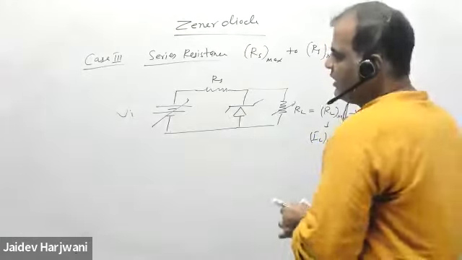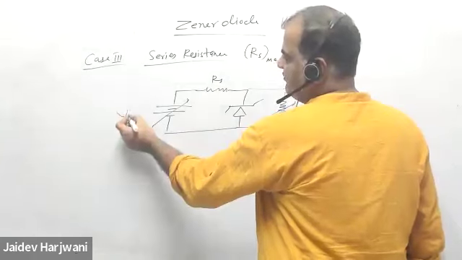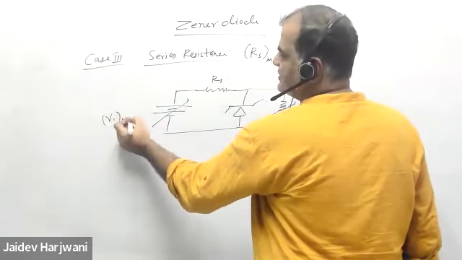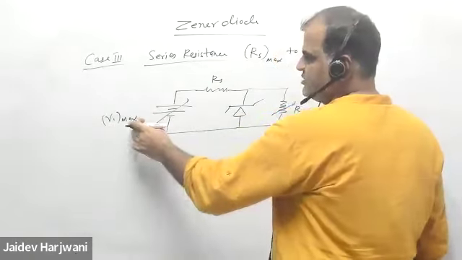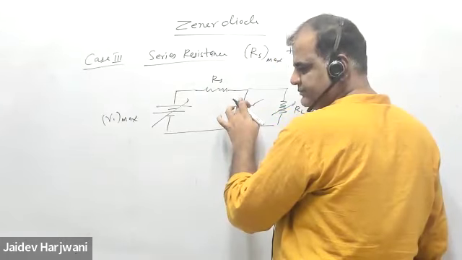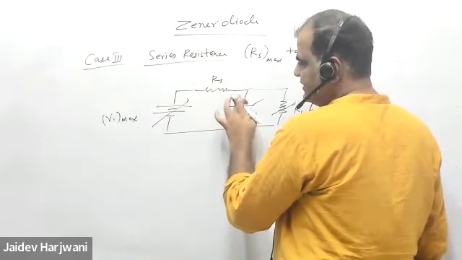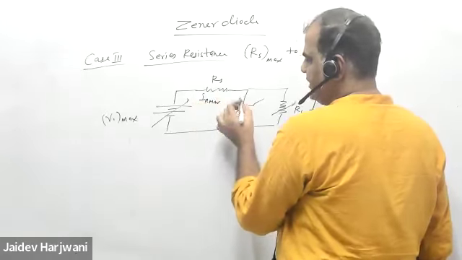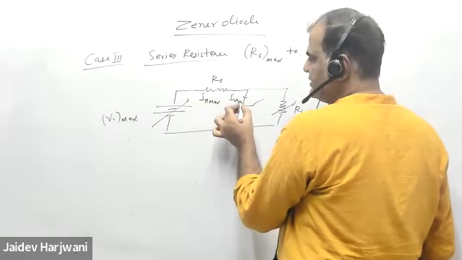Suppose I am now up, now I am at VI max. I am here up to VI max. So once this is VI max, this is IR max. Here current is IZ max. Okay. Here current is IZ max. So this is IR max, and here the current is IZ max.